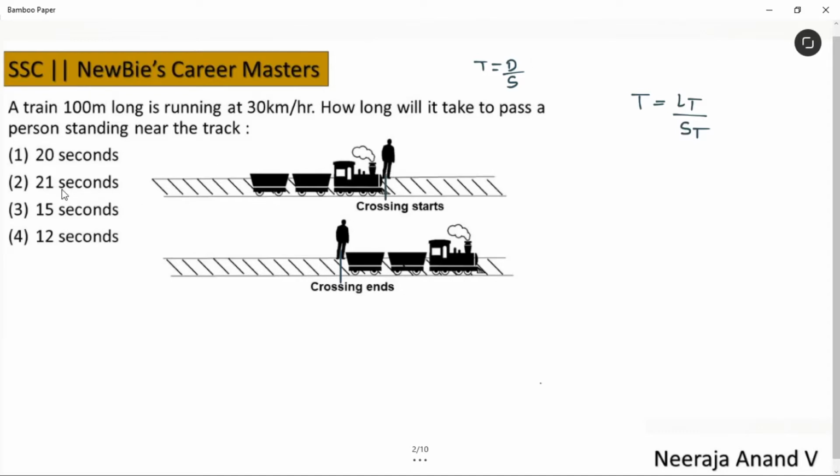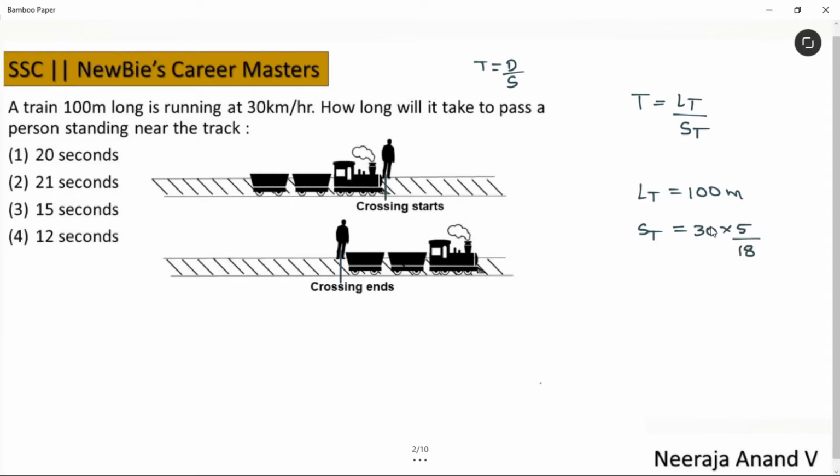Check the options. Options are in seconds, correct? That means we need time in seconds. If we want time in seconds, distance should be in meters. Yes, we have it, 100 meters. And speed should be in meters per second. But here we have speed in kilometers per hour. Just convert this kilometer per hour to meter per second by multiplying this value by 5 by 18.